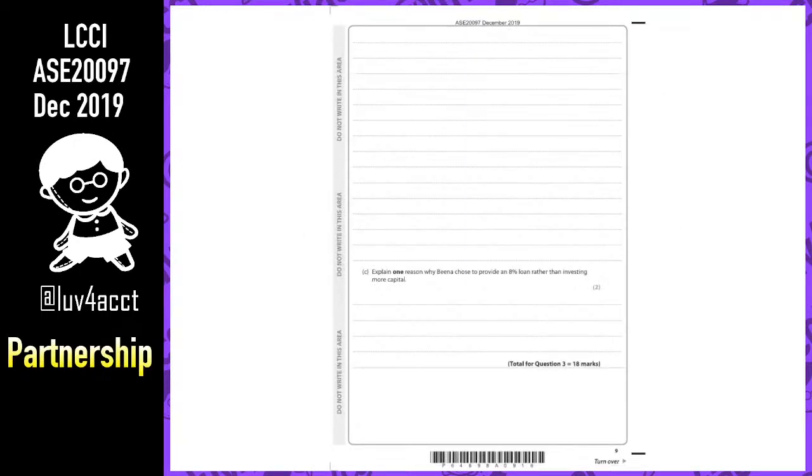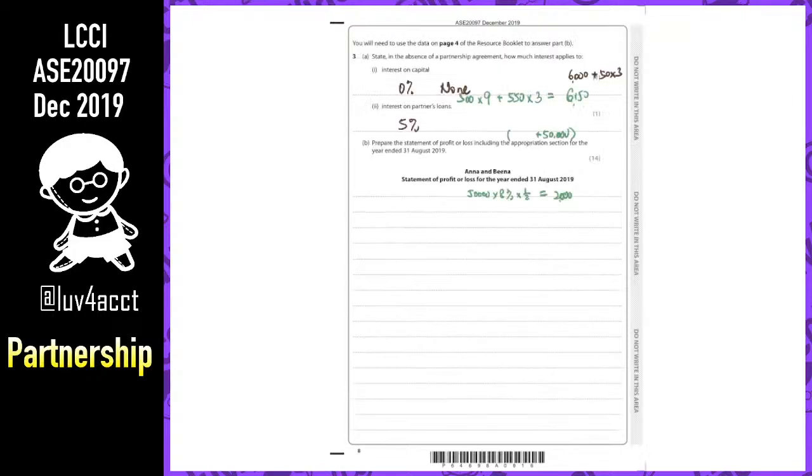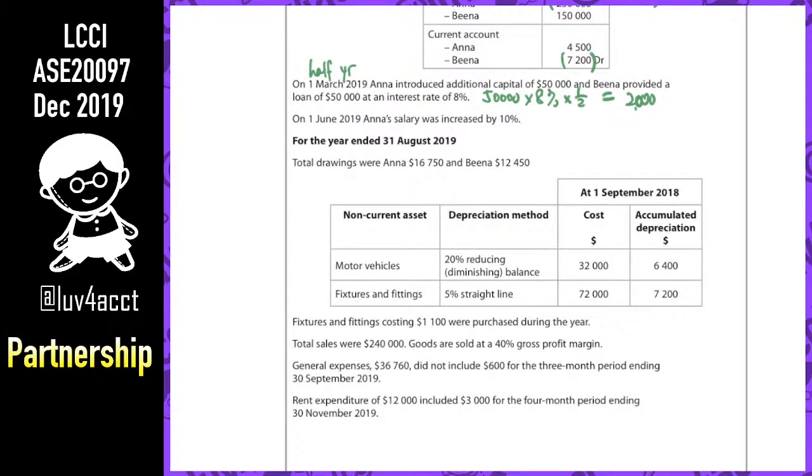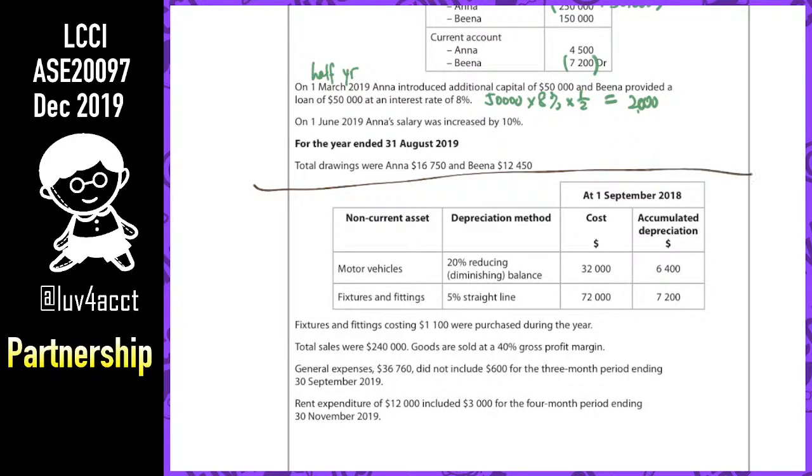The whole page, is it? Yes. And then 2% explanation question. So we have finished dealing with this appropriation, but then we have to see how much is the profit first. So after here, let us see.